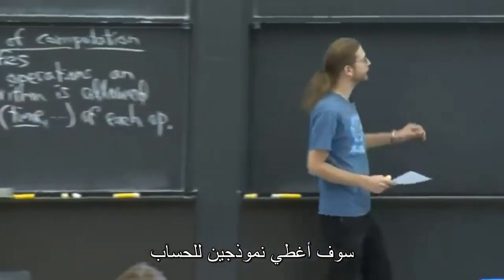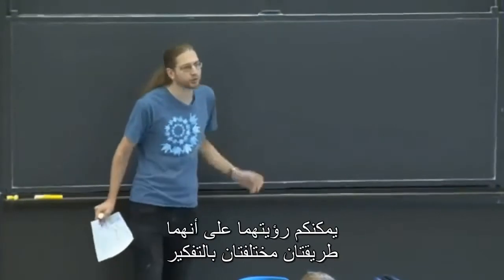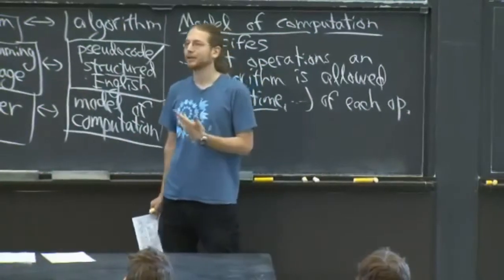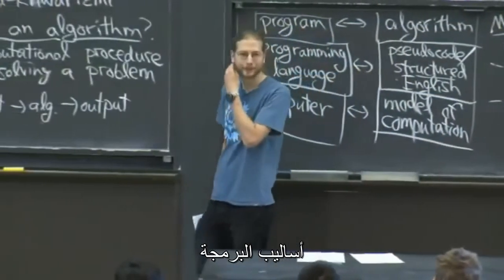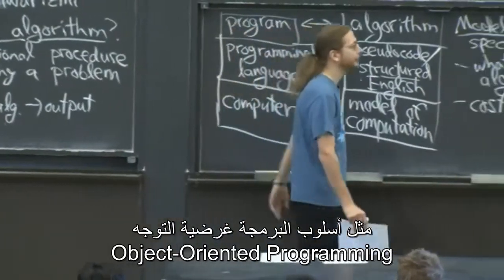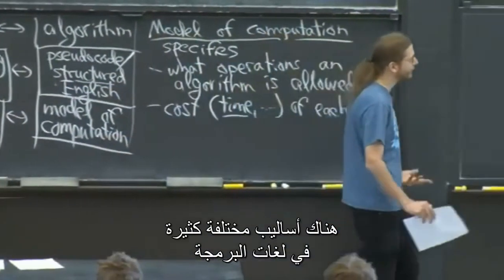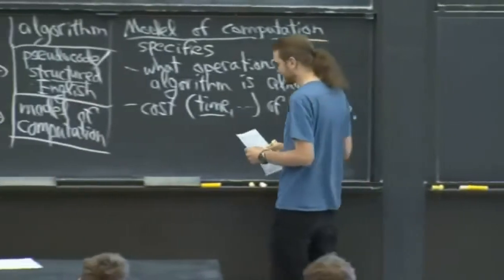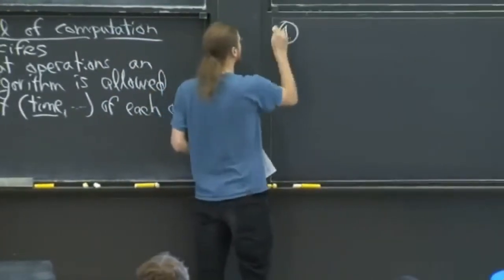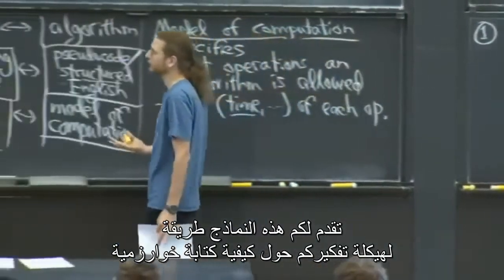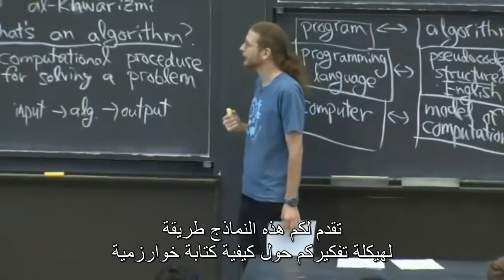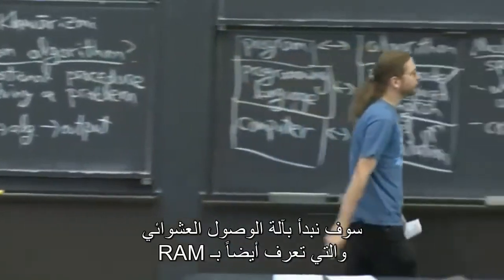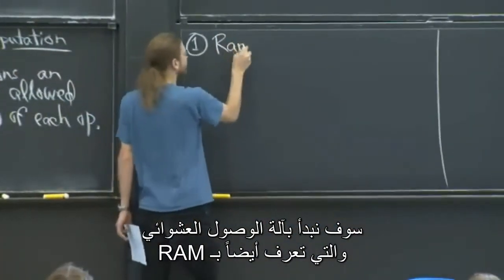So I'm going to cover two models of computation, which you can just think of as different ways of thinking. You've probably seen them in some sense as styles of programming. Object-oriented style of programming, more assembly style of programming. There's lots of different styles of programming languages, which I'm not going to talk about here, but you'll see analogs if you've seen those before. And these models really give you a way of thinking about how you write an algorithm. All right, so they are the random access machine and the pointer machine. So we'll start with the random access machine.